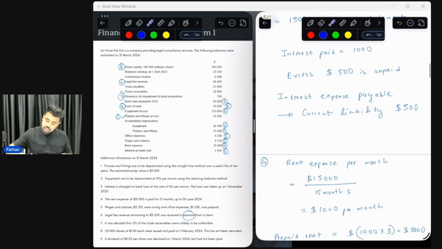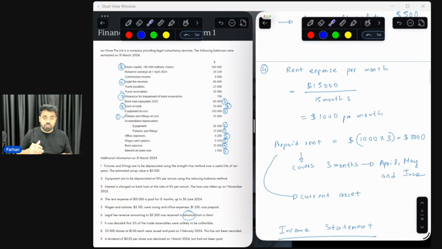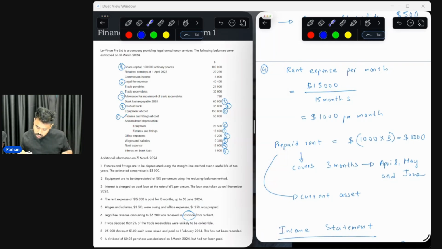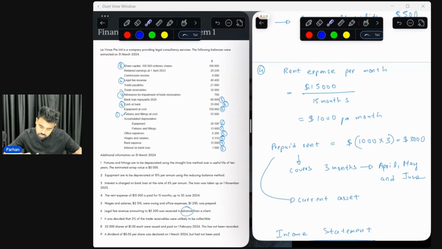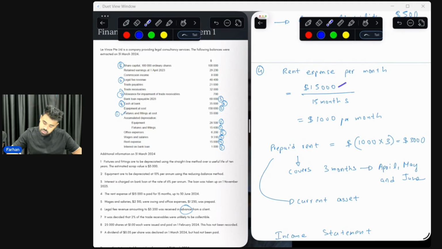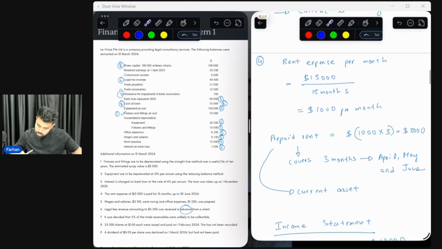All right, now let's move to additional information number 4. The rent expense of $15,000 is paid for 15 months up to 30 June 2024. Okay. All right. So monthly rent expense can be easily calculated using this. So how do we do that? So $15,000 divided by 15 months. So that gives us $1,000 per month. Okay. So $1,000 per month as the monthly rent expense.